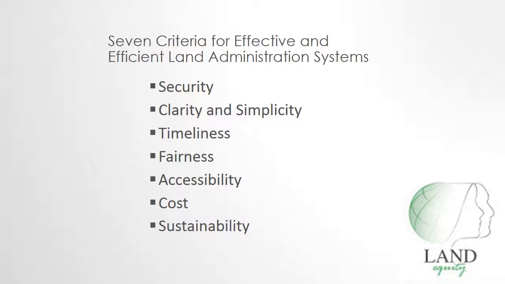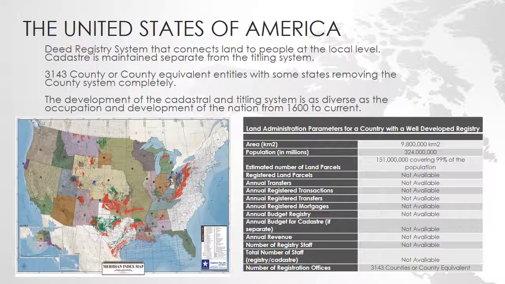Accessibility, the system should be capable of providing efficient and effective access to all users. The system should be low cost or operated in such a way that it will not unduly burden the users. And sustainability, the mechanisms must exist to ensure that the system is maintained over time. Using the framework from the Land Equity Report, I chose to analyze the United States of America.